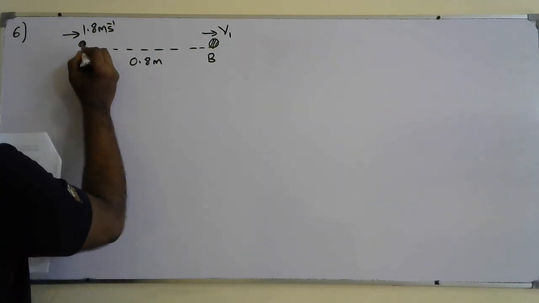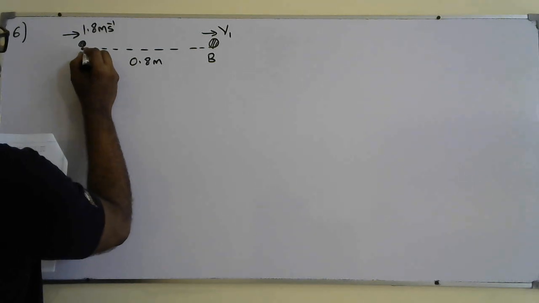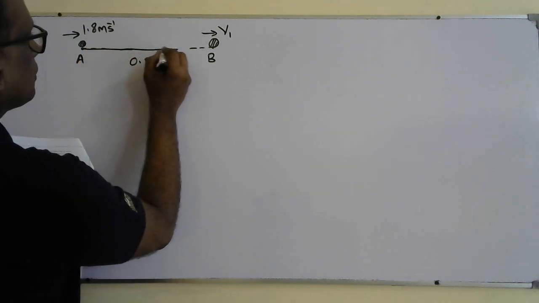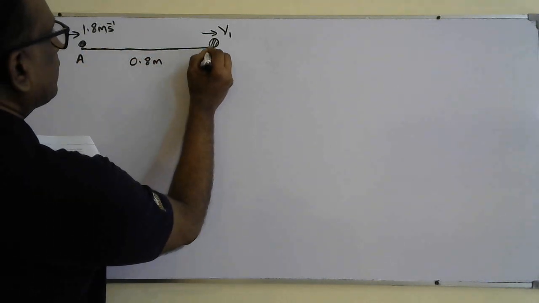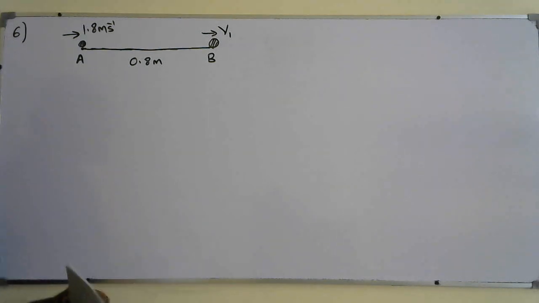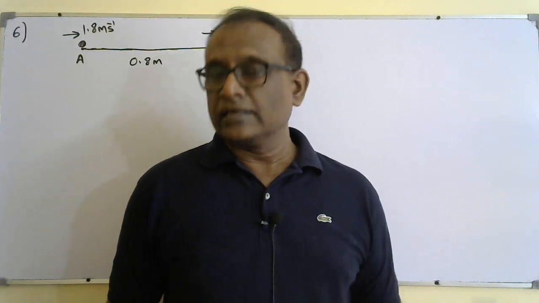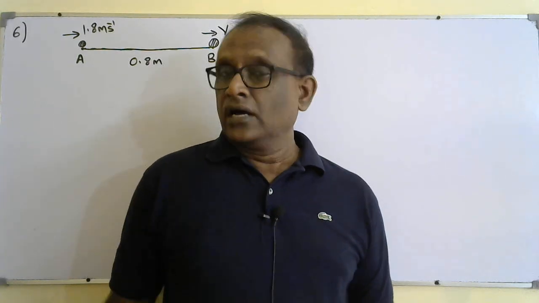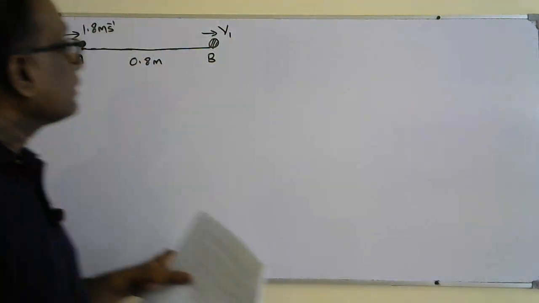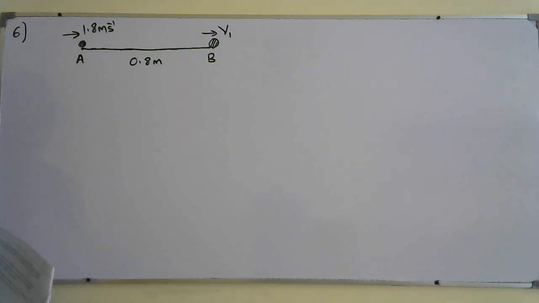It is attached to A by a string, so I should draw the string also. But when it reaches the point B, the string comes to its natural length. Until that, there are no other tensions. So beyond B only, there will be tension. The natural length is also the same.